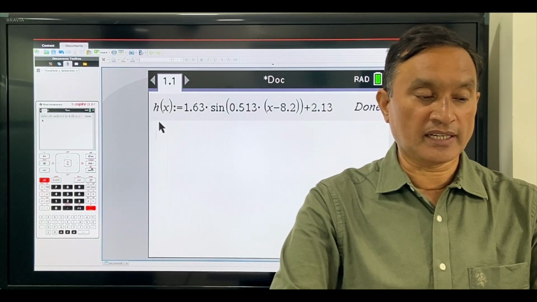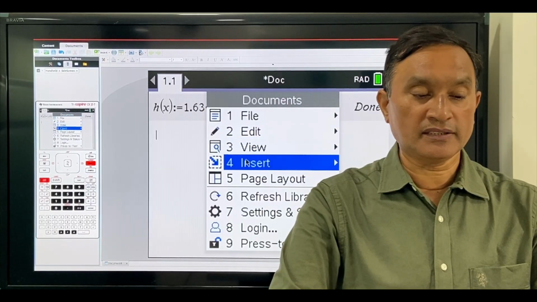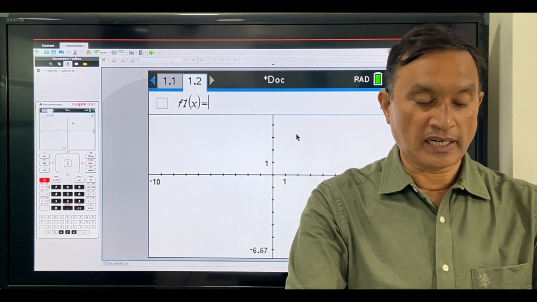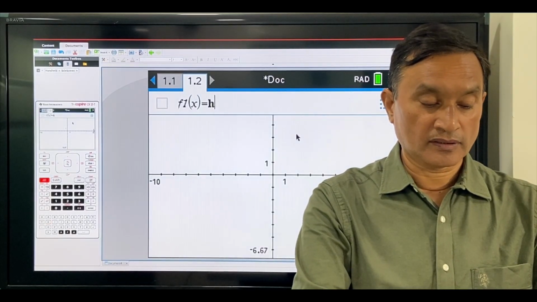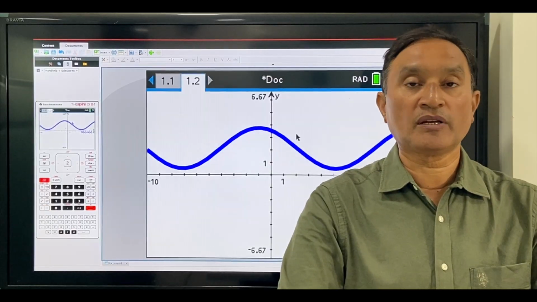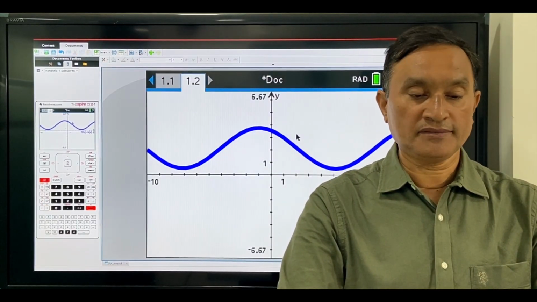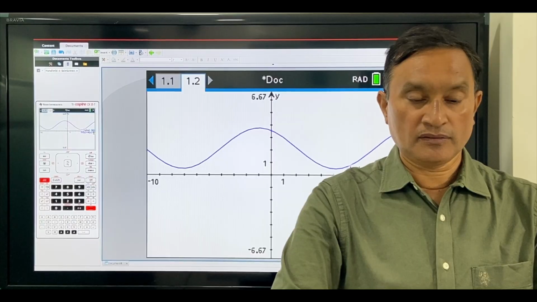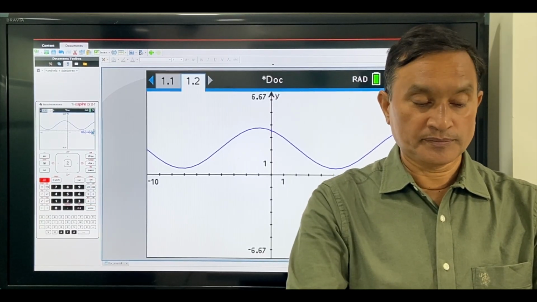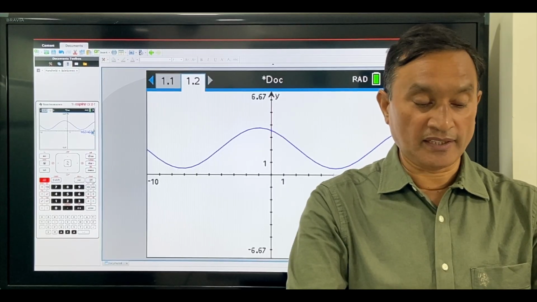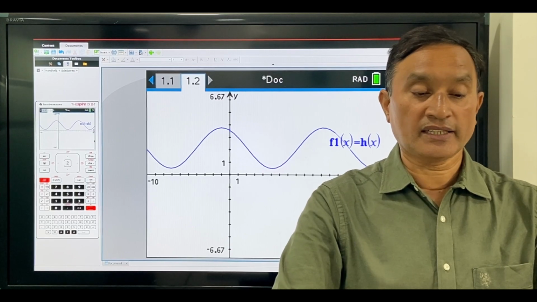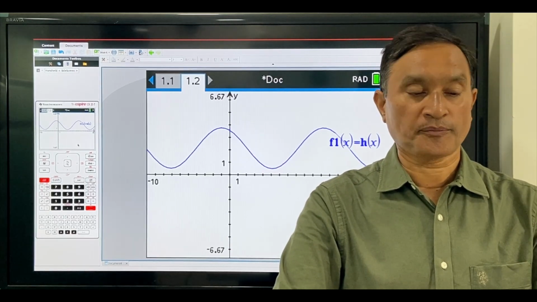Now for making the graph, we will insert a graph and type h of x here. So we will get the graph here. Now we will increase the domain. In place of 10 we will make it 20, so you can see the high tide and low tide appropriately.